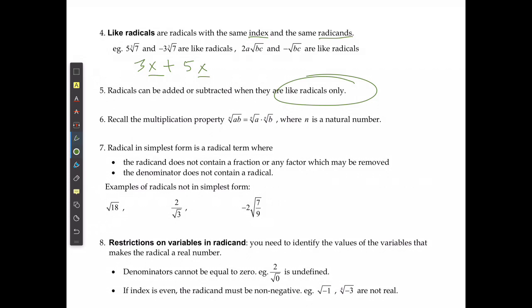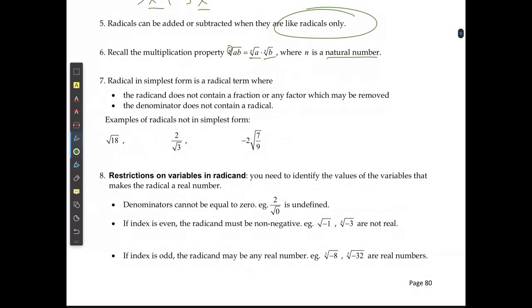If I'm going over the multiplication rules, then as long as they have the same index and it is a natural number, if I have the square root of a times b, then it's going to be the same as the square root of a times the square root of b on the outside. So I can just combine the radicands.